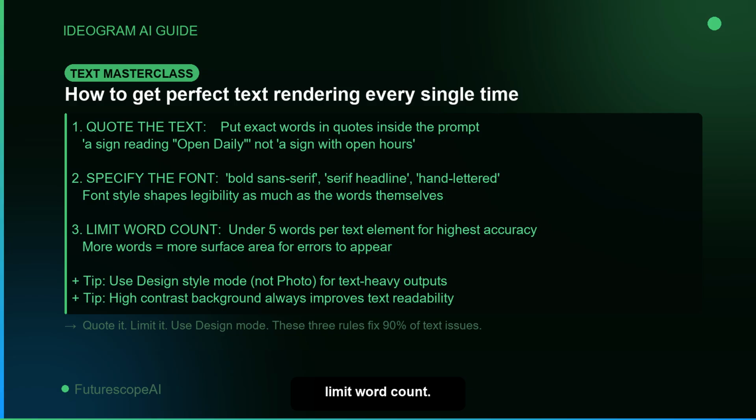Rule 3. Limit word count. Under 5 words per text element gives Ideogram the best chance at accuracy. More words means more surface area for errors. 2 additional tips that make a consistent difference: use design style mode rather than photo mode for text-heavy outputs, it is optimized for typography. And always use a high contrast background behind your text, it dramatically improves readability in the final image.